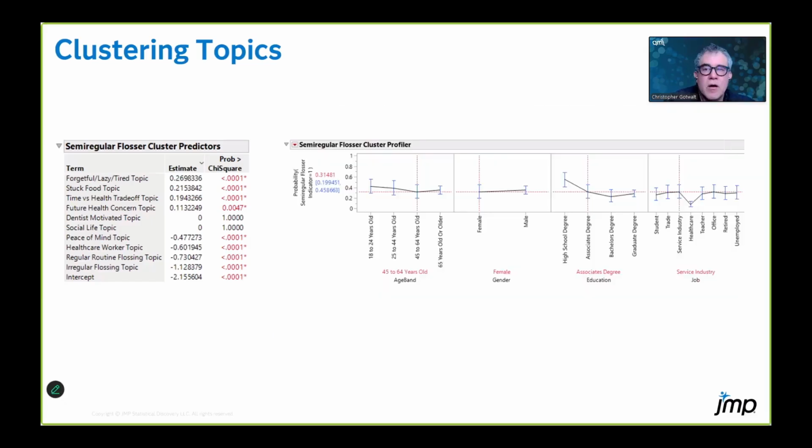When we analyze the semi-flosser indicator with the demographic factors, semi-regular flossing seemed to decrease slightly with age and more so with education. The other cluster analyses were so similar to their corresponding topics that it was kind of redundant to report them.